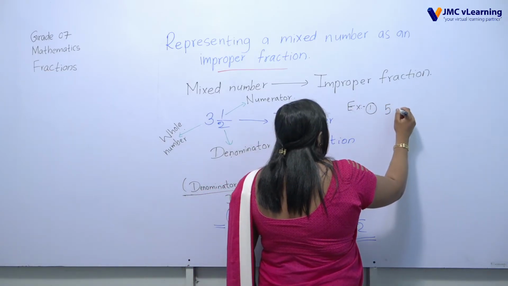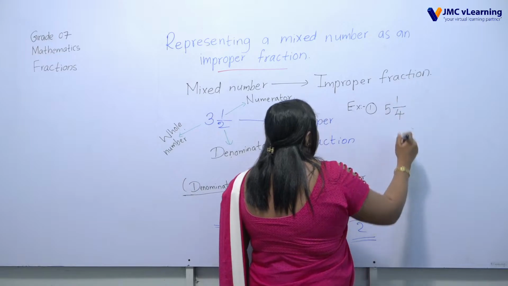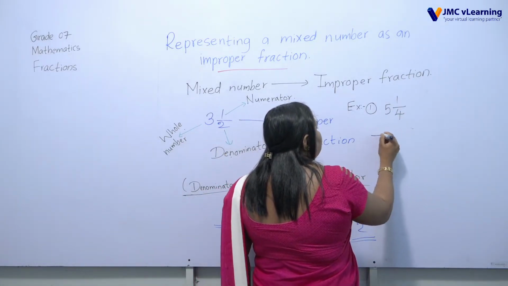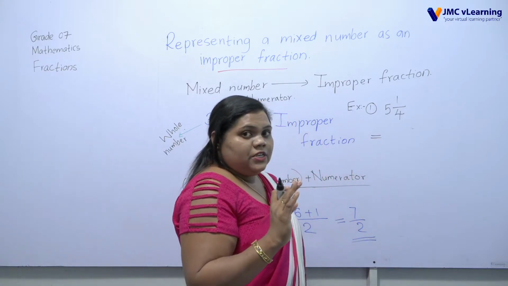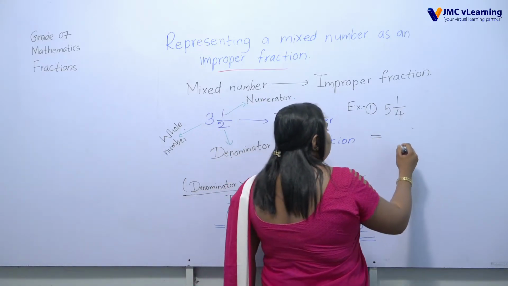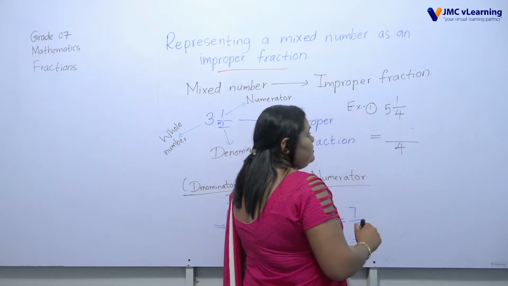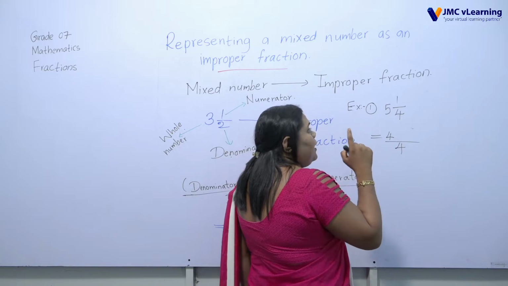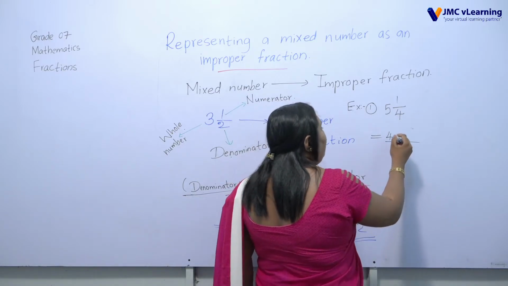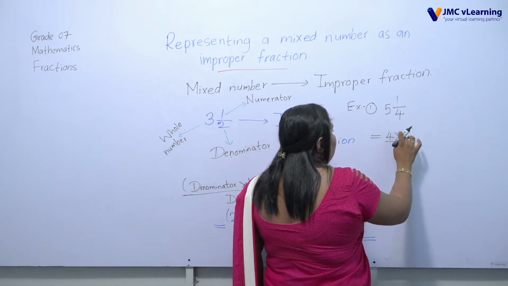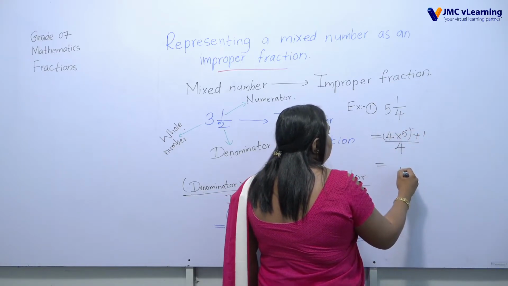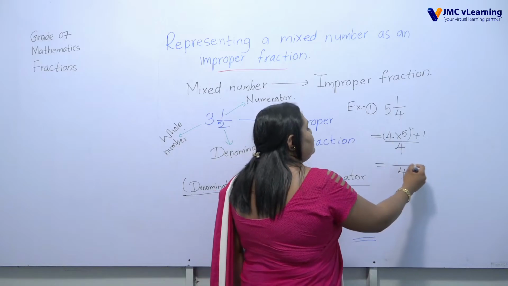Five and a quarter. Okay, now how to convert this? Do you want to change the denominator? No, you want to use 4 as the denominator. To find the numerator, you want to multiply the denominator with the whole number, and after that you have to add the numerator for that.